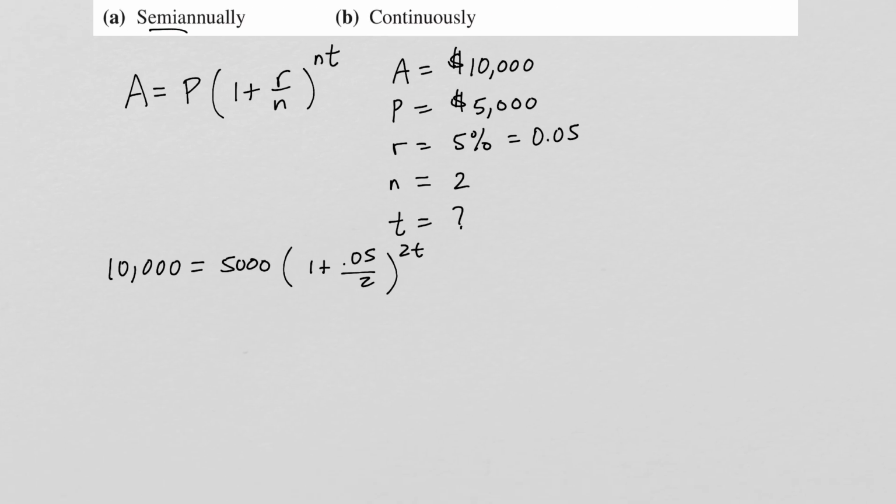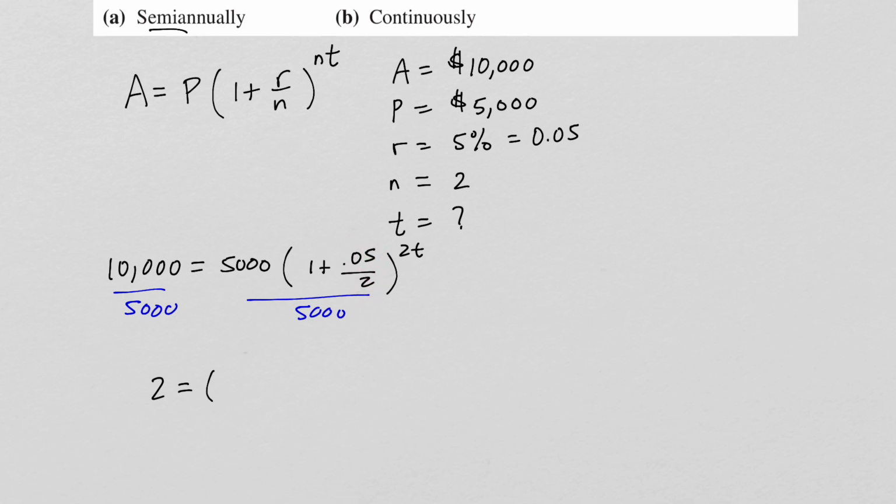Now, if you divide both sides by 5,000, you'll see on the left-hand side, you just get 2. And that 2 just represents doubling, right? Because if you're talking about doubling, this amount of money is always going to be twice as much as this amount of money.